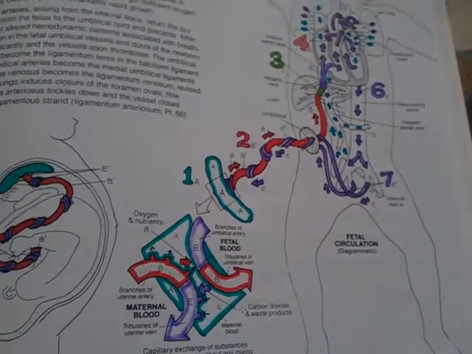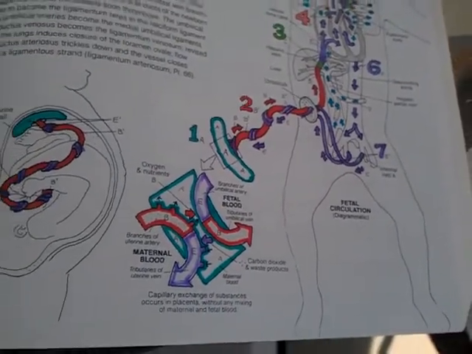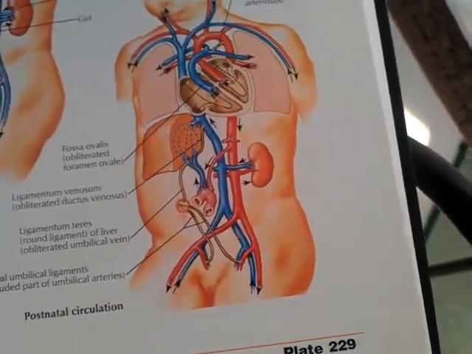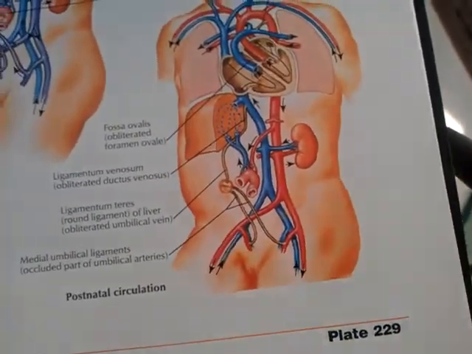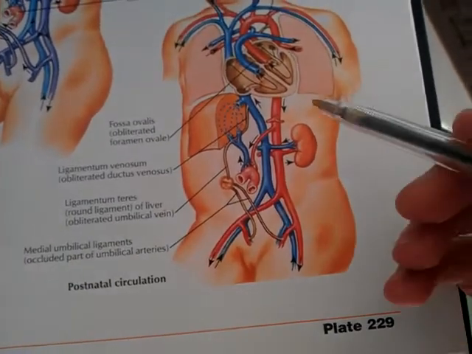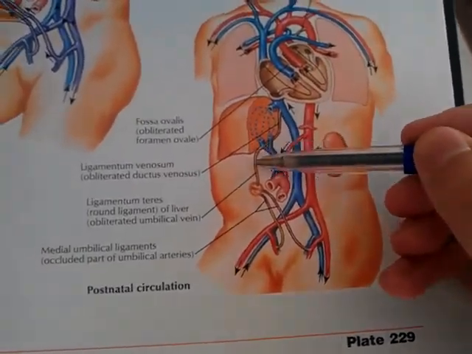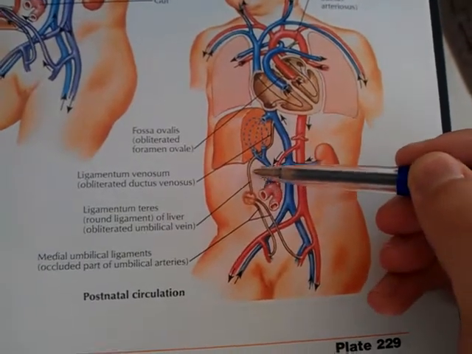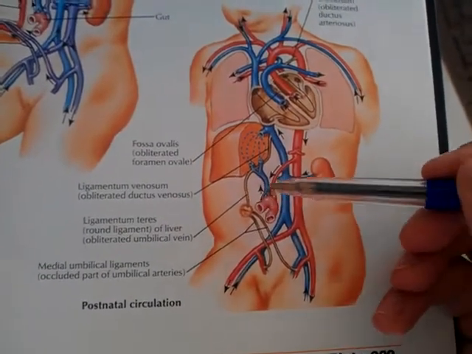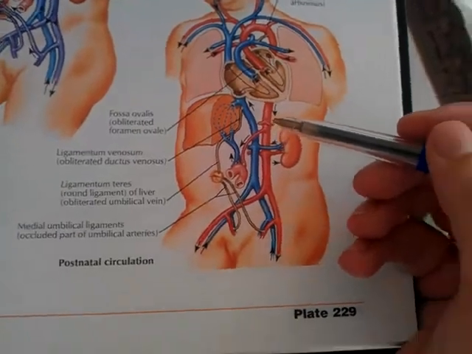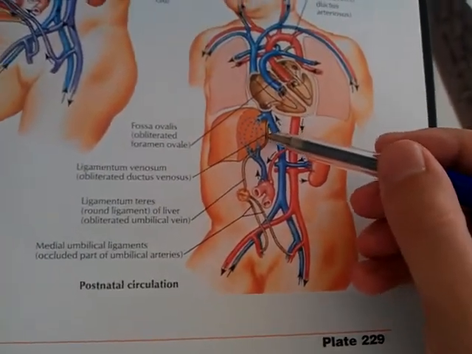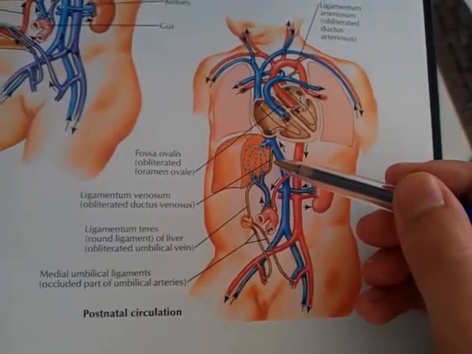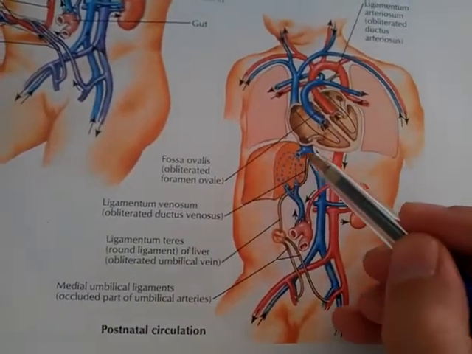Now the remains of these structures: you have the round ligament of the liver, which is the remains of the umbilical vein. You have the ligamentum venosum, which is here. You have the valve of the inferior vena cava.